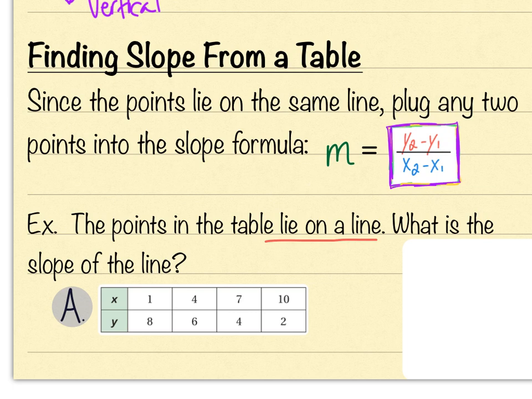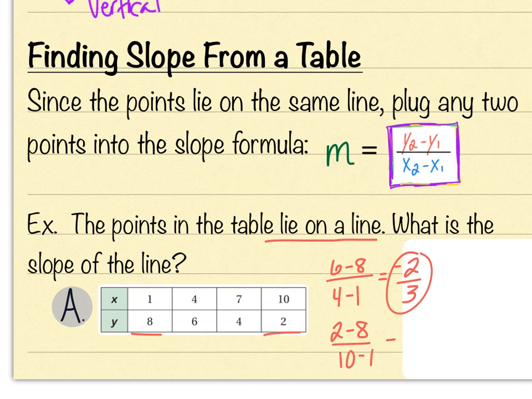Y2 minus y1 would be, let's see, y2 would be 6 minus y1 would be 8, over x2 minus x1, which would give us 6 minus 8 is negative 2, and 4 minus 1 is 3. So we get negative 2/3. And we're going to get negative 2/3 even if we did the first and the last one. If I did 2 minus 8 for my y2 and y1, and then 10 minus 1 for my x2 and x1, that's going to give me negative 6 over 9, and that's still going to reduce to negative 2/3.